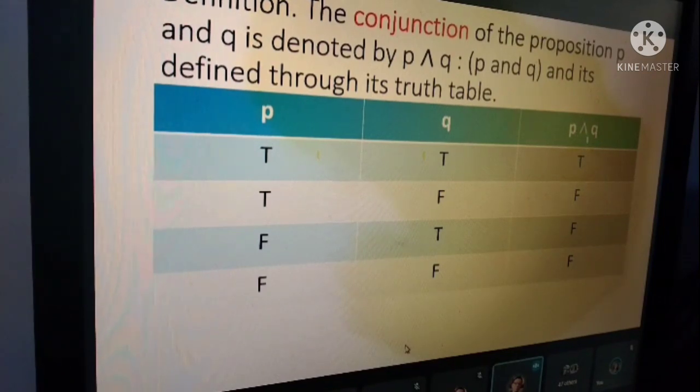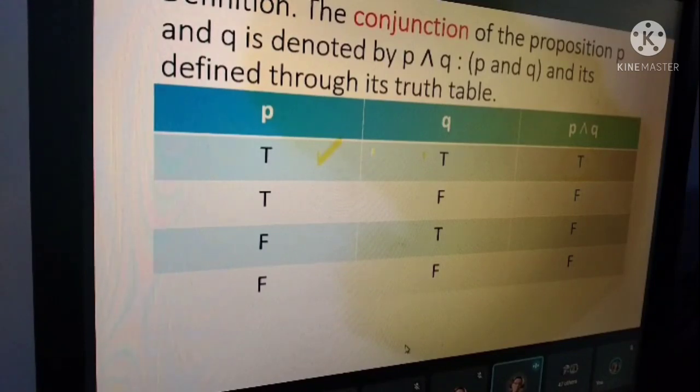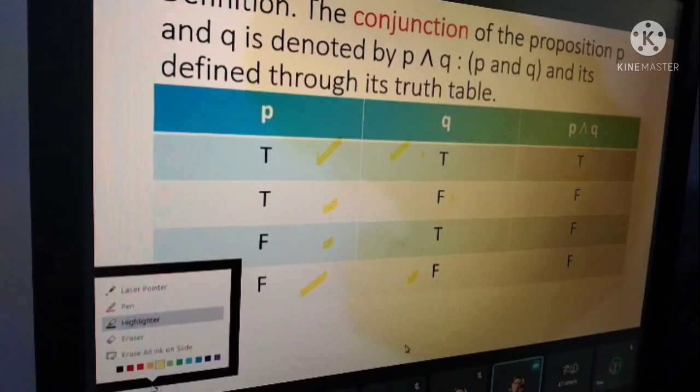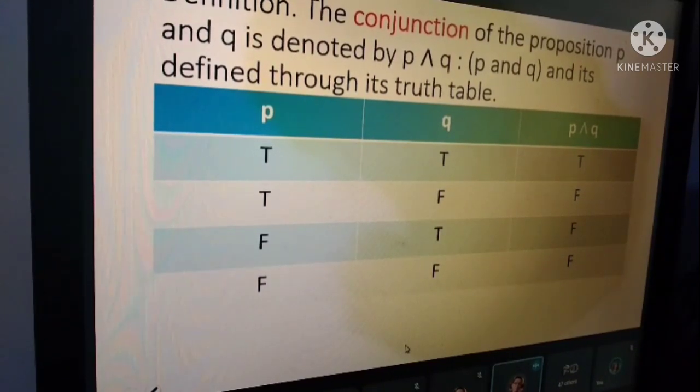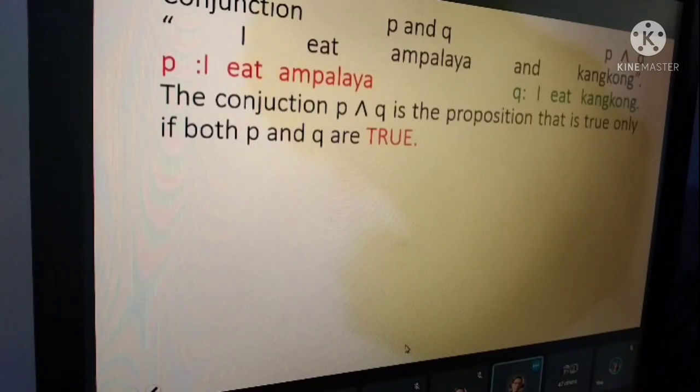So P and Q ay magiging true lamang kapag pareho silang true. Pero kapag isa sa kanila ay false o parehong false, false ang sagot. Okay? So, bigyan natin ng explanation bakit ganon. Sige. Halimbawa, P and Q.